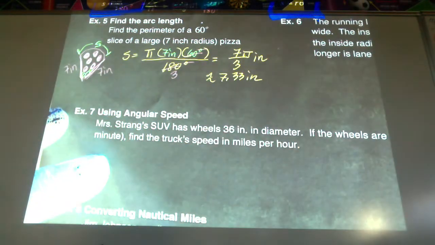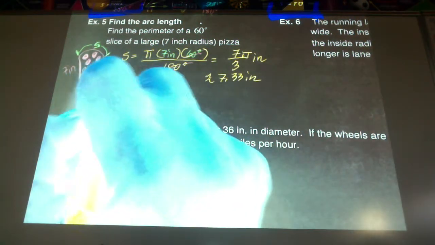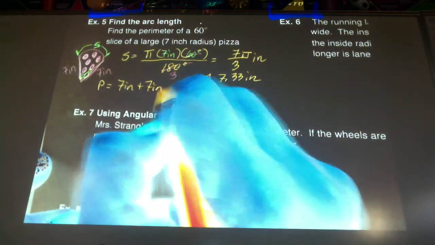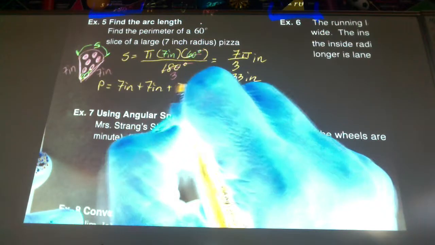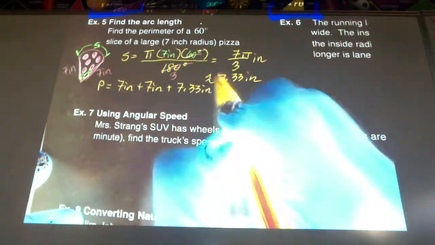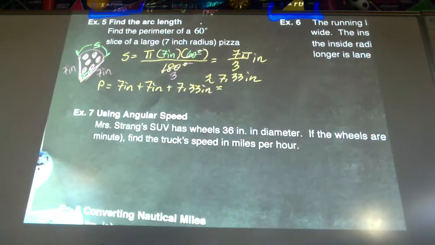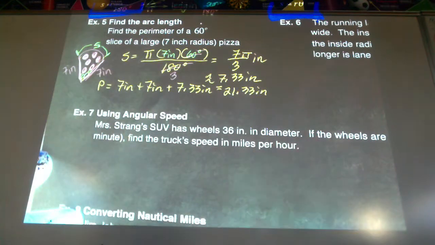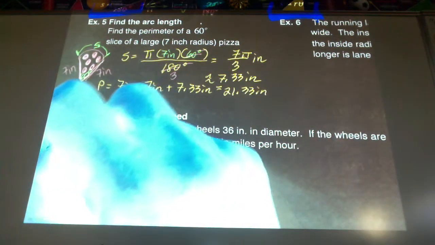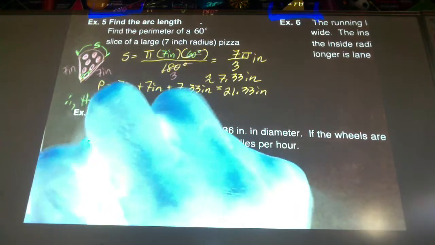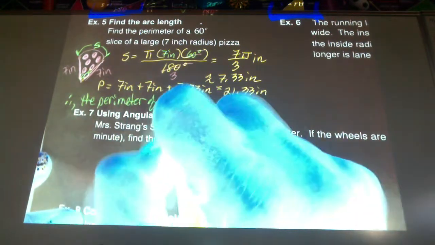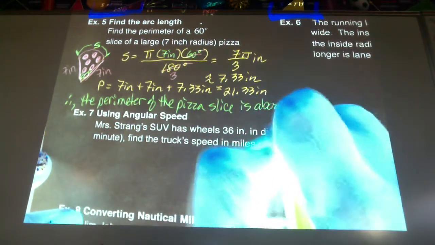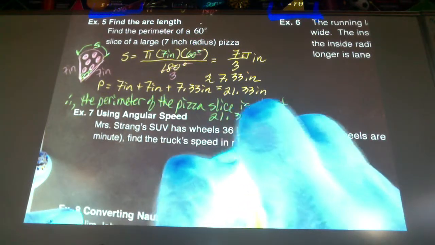Now let's find the whole perimeter. So my whole perimeter, I'm going to walk around it, is 7 inches plus 7 inches, plus my S, which we have determined is 7.33 inches, for a total of how much? 21.33 inches. Therefore, the perimeter of the pizza slice is about 21.33 inches.